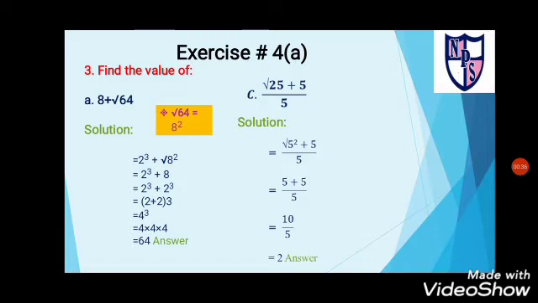In this type of questions, we break the numbers into factors and write in terms of powers. So here we have 8 is equal to 2 power 3 and 64 is equal to 8 power 2. So instead of 8 we will write 2 power 3 and instead of 64 we will write under root 8 power 2. The square on 8 will cancel the square root and the answer will be 8.